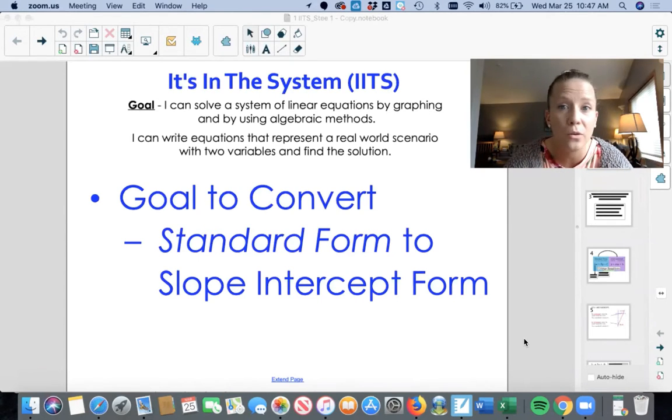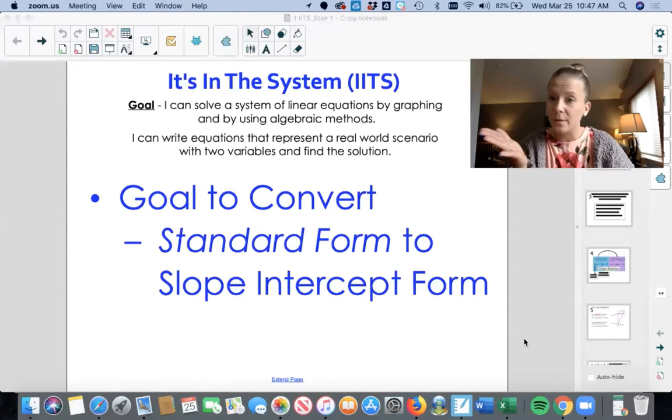We are so used to y equals mx plus b, which is our standard slope-intercept form. But now I'm going to actually introduce you to something that's called standard form. Still a line, but now we're going to take it from standard form and turn it into slope-intercept form, which is what you are used to.